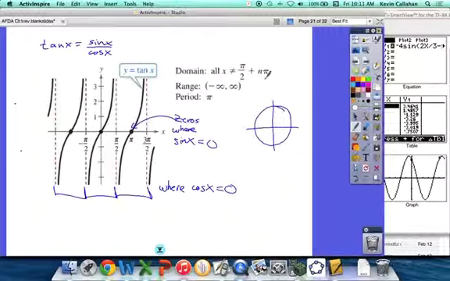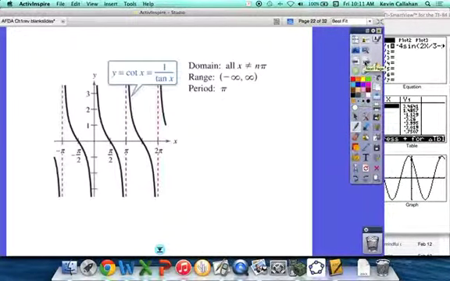The range is all real numbers, right? That goes on forever, up and down. Right? The cotangent is 1 over the tangent. So cotangent, if we want to do this in terms of sines and cosines, is the cosine of x over the sine of x.